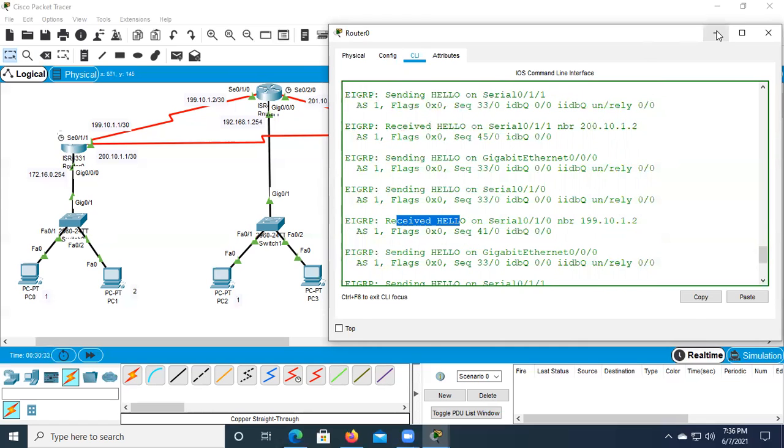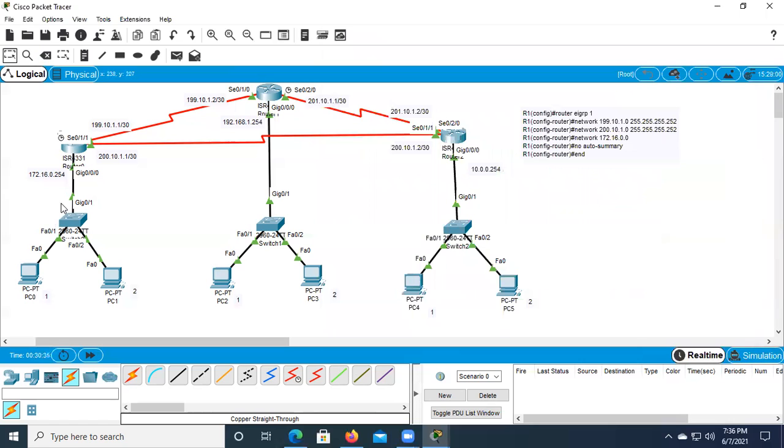Sometimes, if you are using layer 3 switches and they want to advertise their network, you do configure EIGRP on the layer 3 switches also.